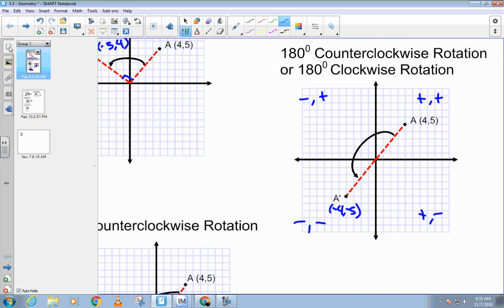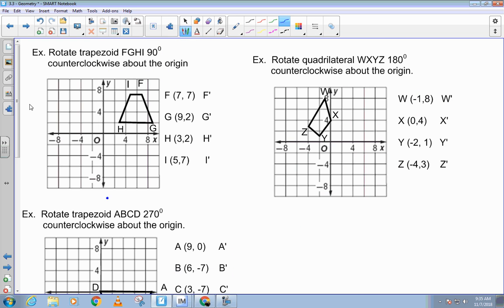Okay, let's do a couple examples. Rotate trapezoid FGHI 90 degrees counterclockwise about the origin. Okay, so 90 degrees counterclockwise. What's the rule? Okay, so the y changes sign and it switches to the other side. So negative y, x. Okay.